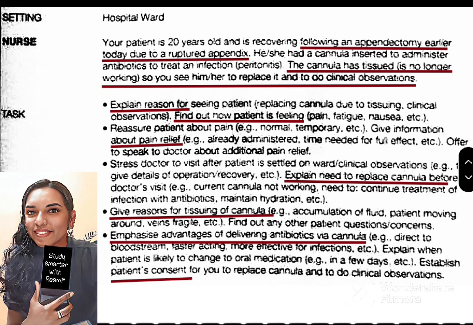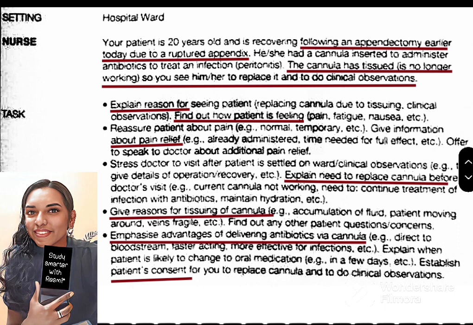And the next task will be to stress the doctor's visit after the patient is settled on the ward and clinical observation, because we need to give details of the operation and recovery. Explain the need to replace the cannula before the doctor's visit. The current cannula is not working. Need to continue treatment of infection with antibiotics and maintain hydration. So here we are explaining something, because a patient had asked something and we are giving the answer. Assume the question, okay? Or else you can ask, how does that sound?